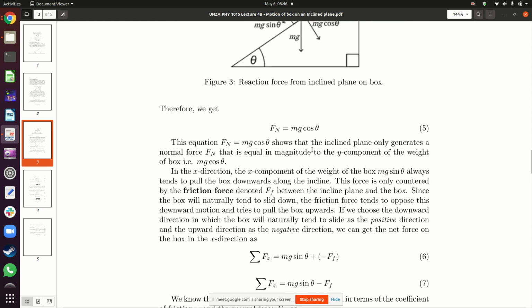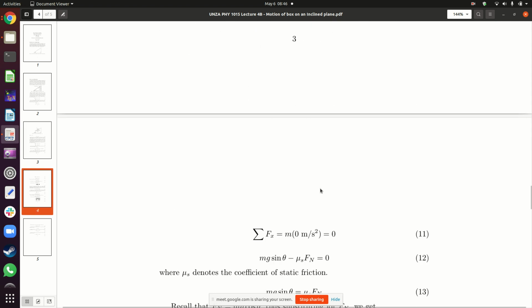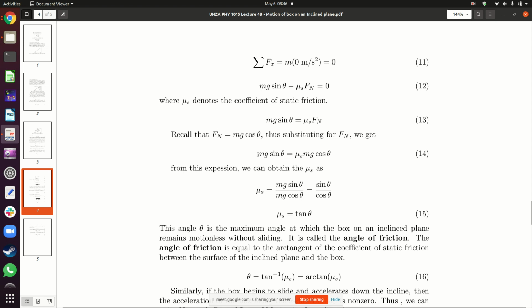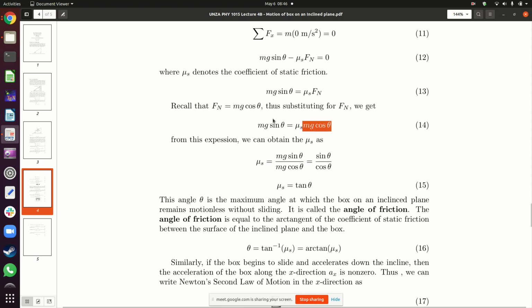When you are on an incline, your normal force Fn is equal to mg cos theta. So we substitute for that in this expression here. When we substitute, we end up having mg sin theta equals the coefficient of static friction times mg cos theta. Then we divide both sides by mg cos theta.